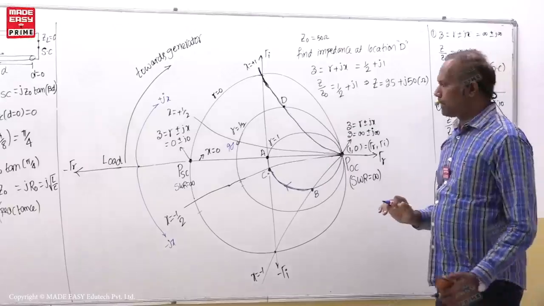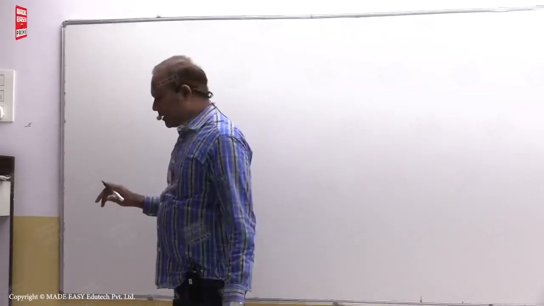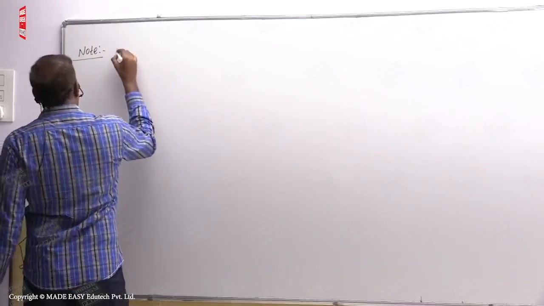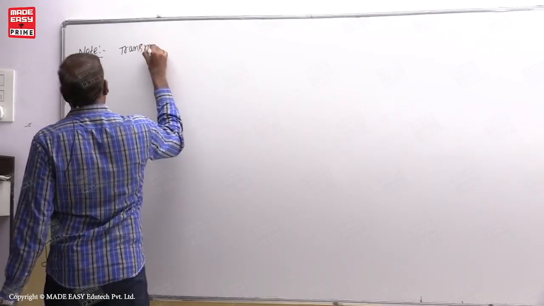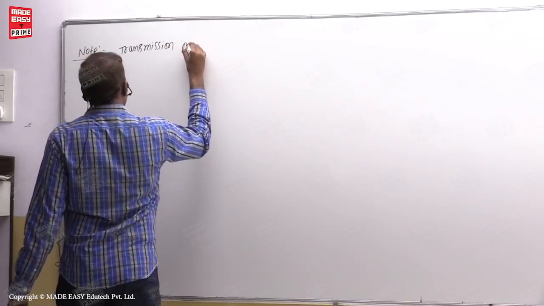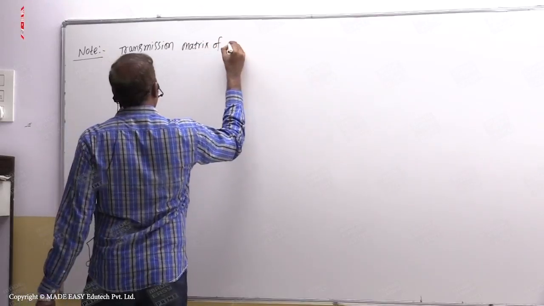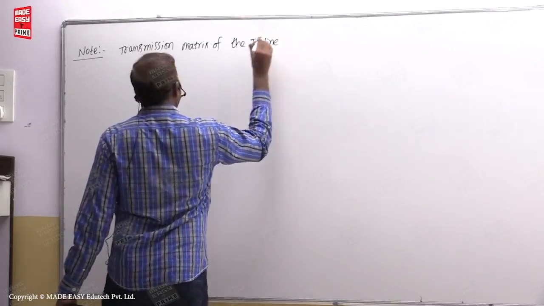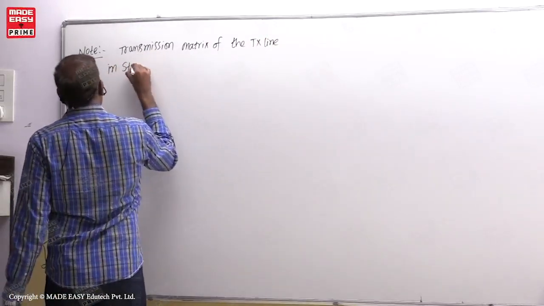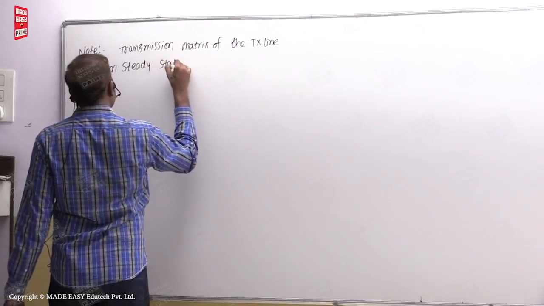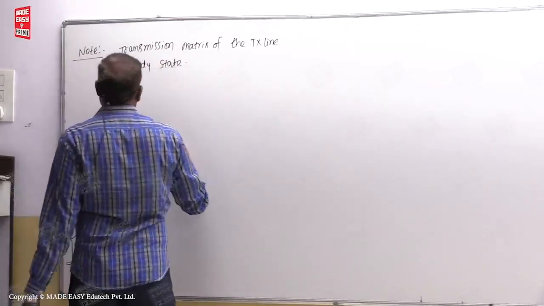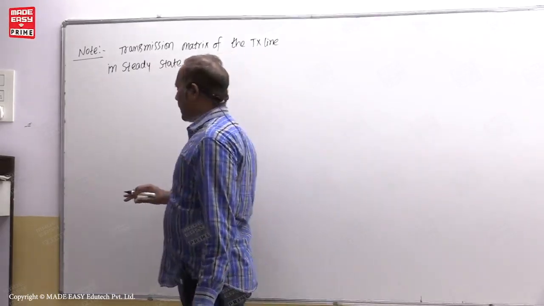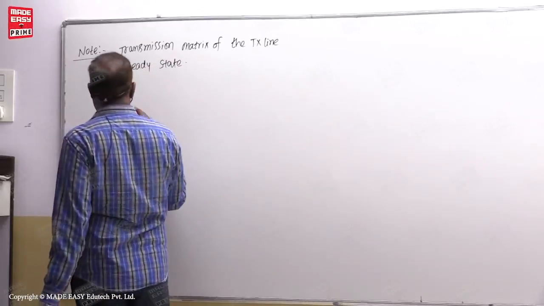Okay, right. So dear students, now let us write one note. Transmission matrix of the transmission line in steady state. So in steady state we are discussing, not transient state. I will tell you transient state also, one diagram. In steady state, first I will draw the diagram.